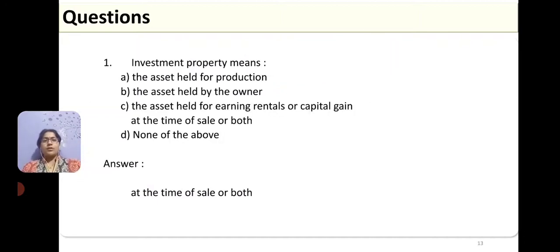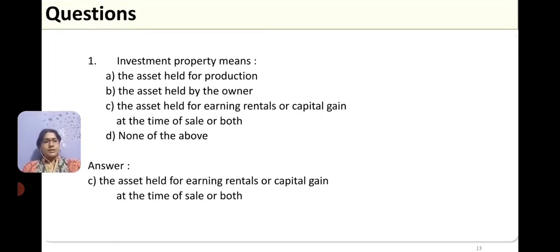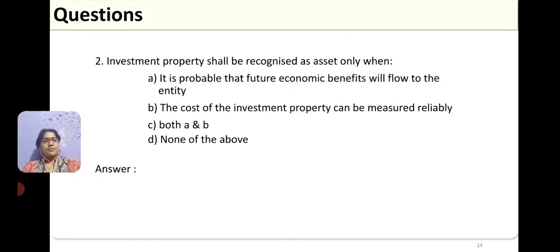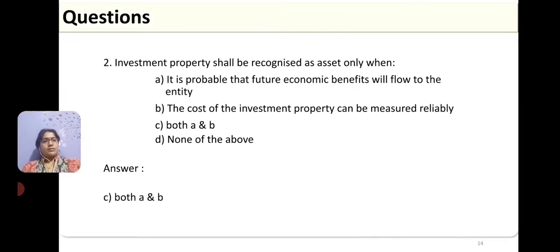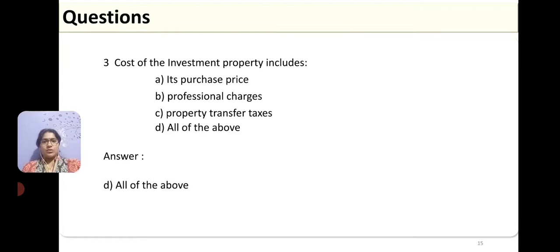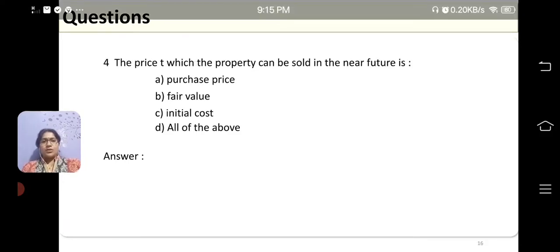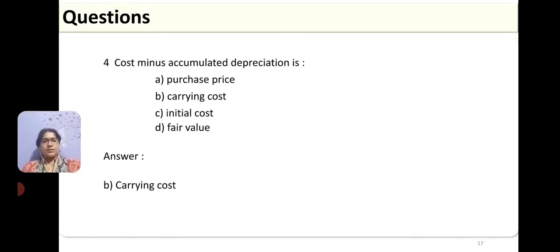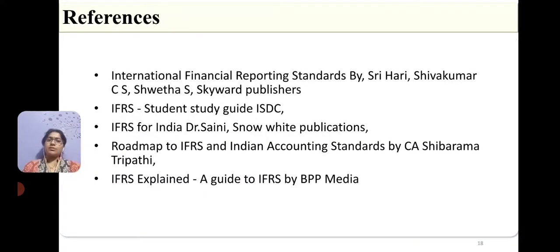So for further references, I have just added some of the MCQs. You can refer the textbook. So these are some of the textbooks which you can refer for making the concept more clear.